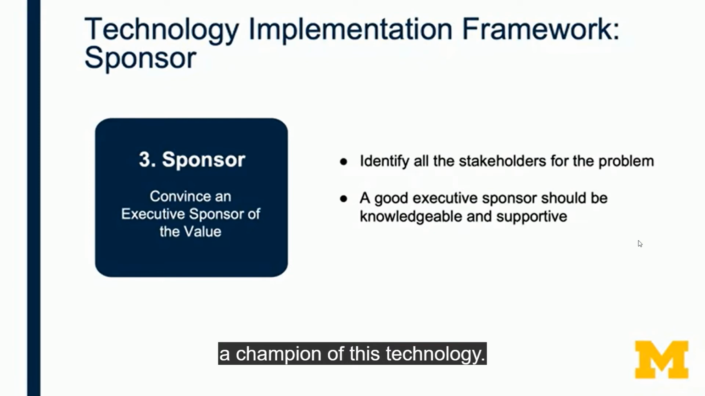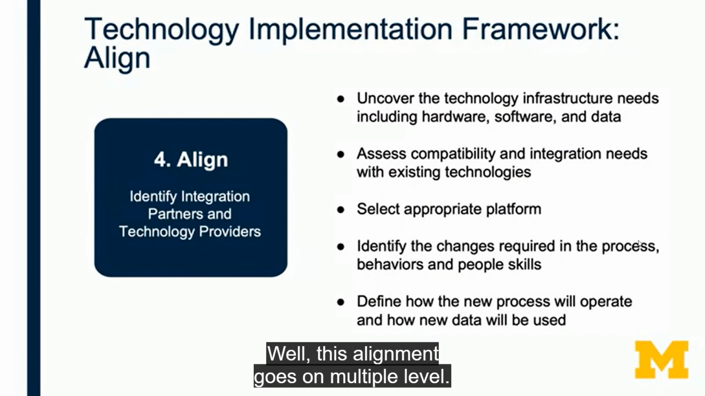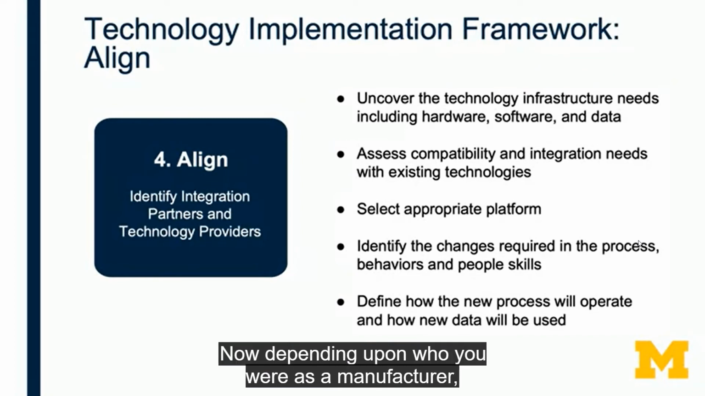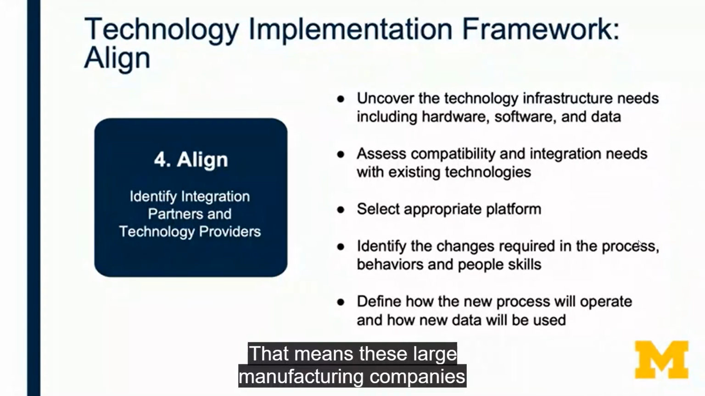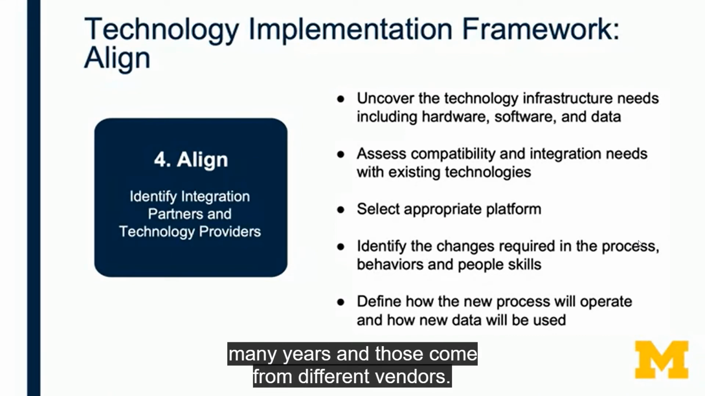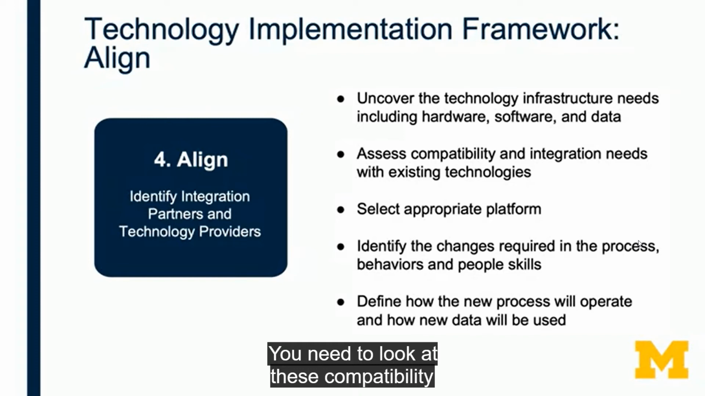Then you need to align. Well, this alignment goes in multiple levels. First, you have to align with the technology infrastructure needs. Now, depending upon who you are as a manufacturer, you could be an incumbent manufacturer. That means these large manufacturing companies already have legacy machines. They are machines purchased over many years, right? And those come from different vendors, and there may be some compatibility issues of connecting these machines or putting sensors in the machines. So you need to look at these compatibility and integration challenges.